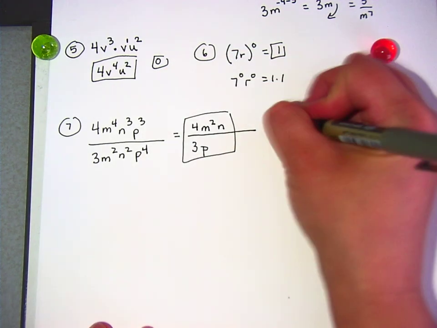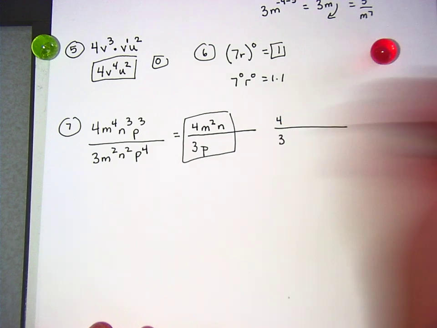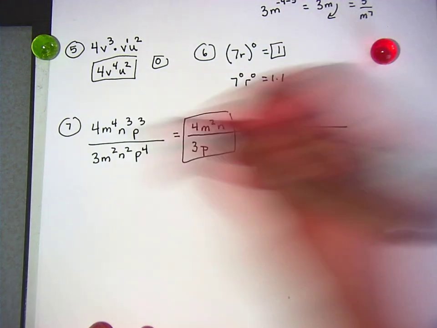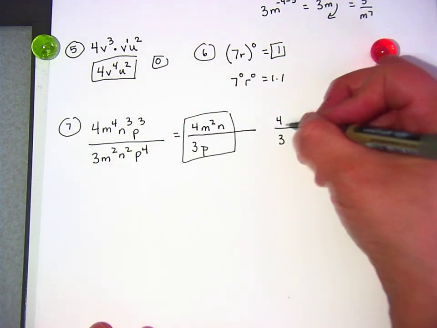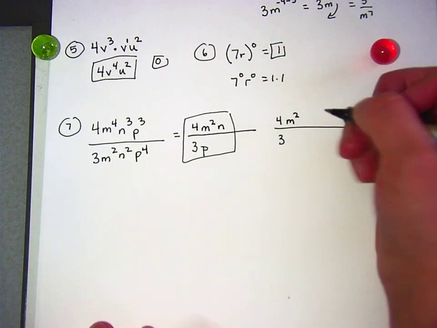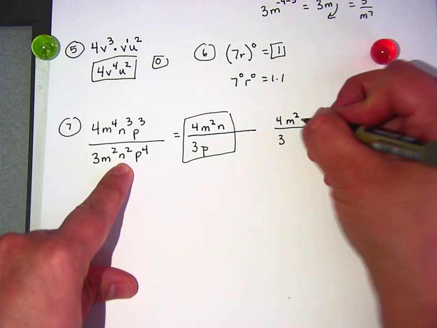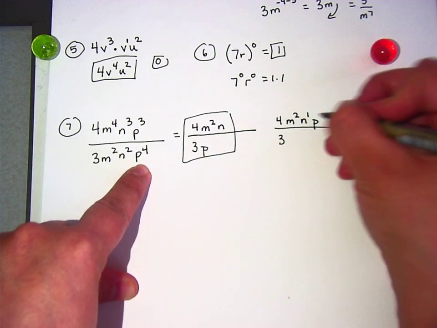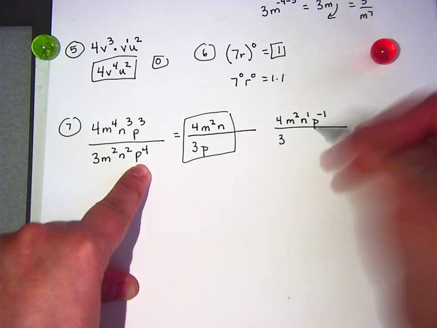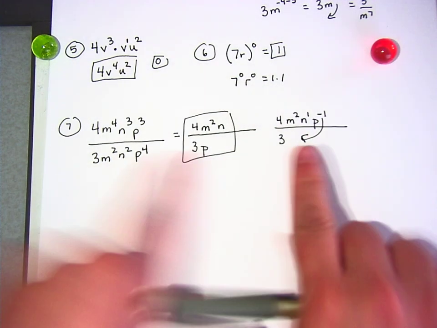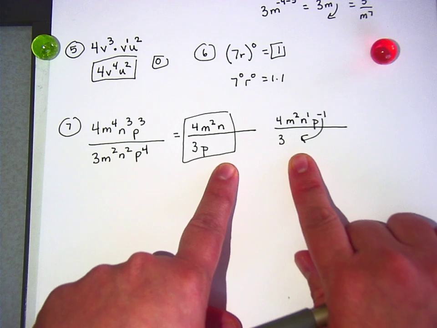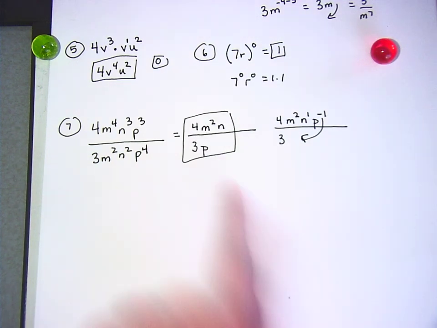If instead you did subtraction, you should not be subtracting that 3 and that 4 because those aren't powers. It should have been M to the 4th minus M squared, which is M squared. 3 minus 2, which is N to the 1st. 3 minus 4 is P to the -1, right? And then that one would go on the bottom, which would make these the same answer. Either one's okay. You can do subtraction. I prefer to cancel out in my head, but everybody's different.